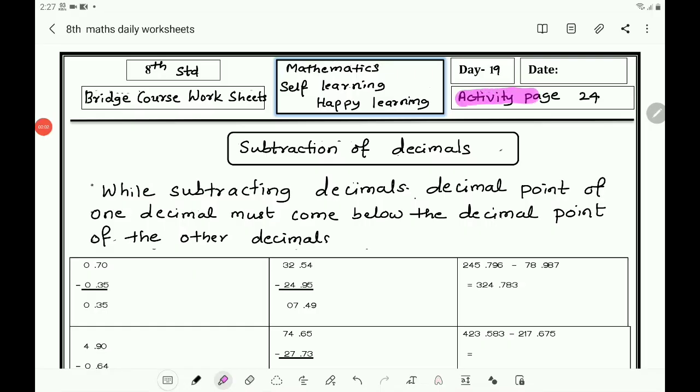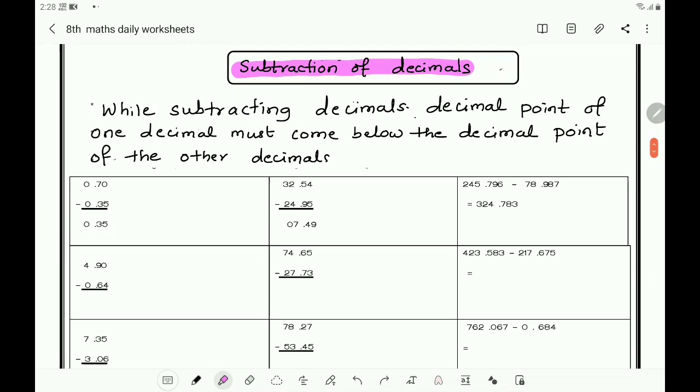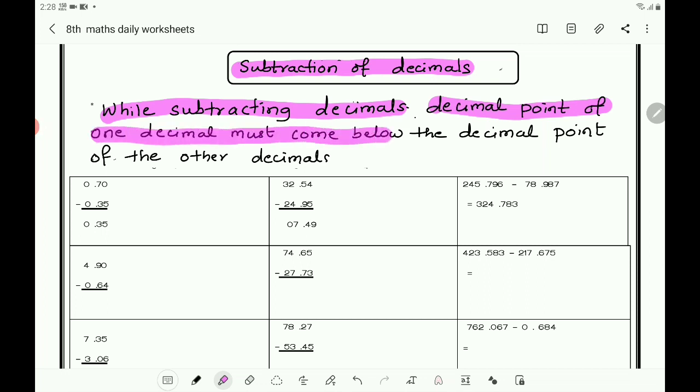Children, it is activity page 24 for day 19. It is the activity of subtraction of decimals. Just like addition, while subtracting decimals, the decimal point of one decimal must come below the decimal point of the other decimal.